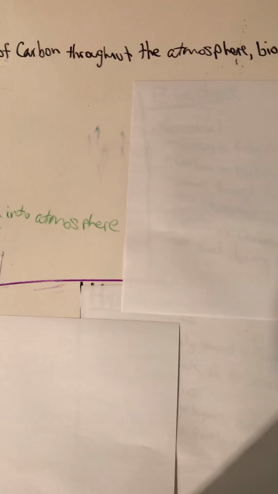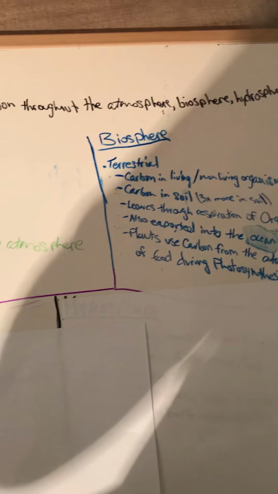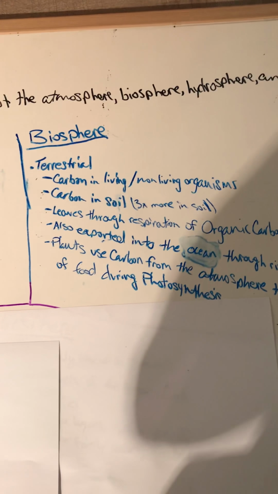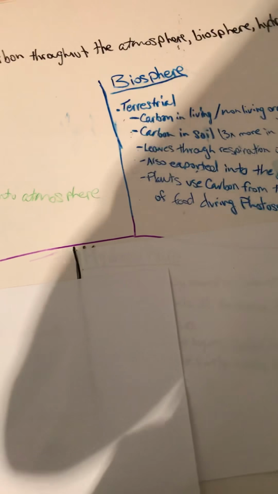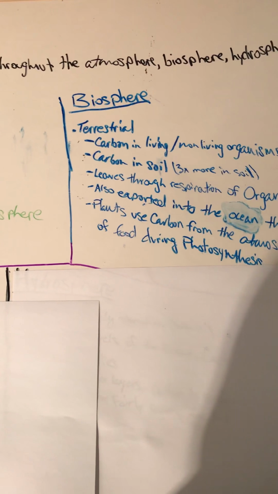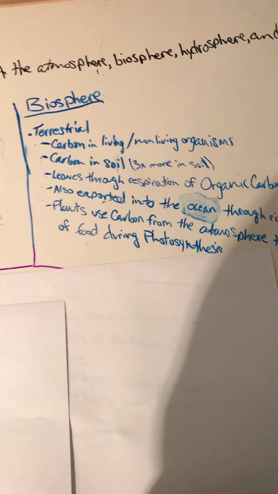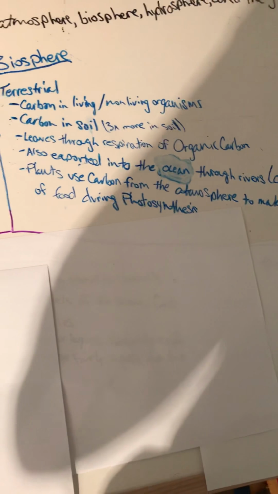Next, we have the biosphere. In the terrestrial biosphere, carbon is found in living and non-living organisms. There's carbon in soil, and when looking at the amount in living and non-living organisms and the amount in soil, there's 3 times more in soil. Carbon is able to leave through the respiration of organic carbon.